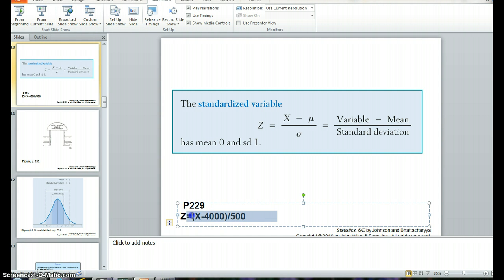So this is the answer. If I tell you the mean equals 4,000, and the standard deviation is 500, how do you find the standardized variable? This is the answer here. We always use X to denote the random variable, and this random variable minus the mean 4,000, divided by the standard deviation 500. So that is the standardized variable. And in the next few videos, we're going to explain why we're doing this, and how we use this to find out the percentage or probability of something.